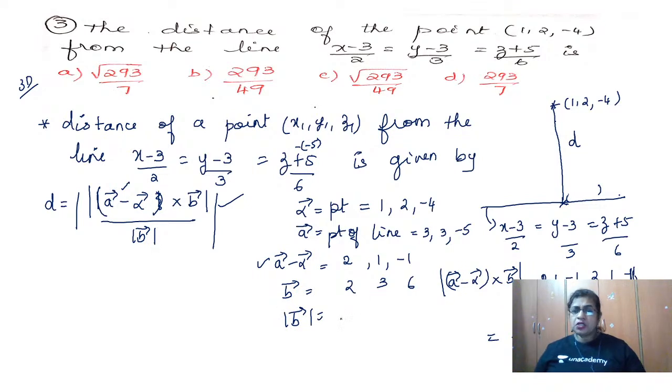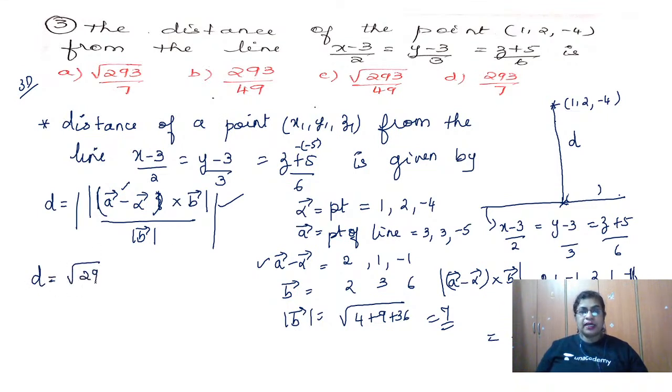So let me find the magnitude of b and then let me substitute. The magnitude of b is square root of 4 plus 9 plus 36. So how much is this? 36, 40, 49. So therefore this is equal to 7. And I'm done with this answer. Very easy this is. So D is equal to, the numerator answer we got is root of 293 whole by 7, and that is my A option. Is that clear to you? Yes, very simple question.